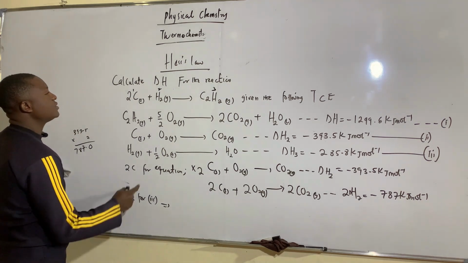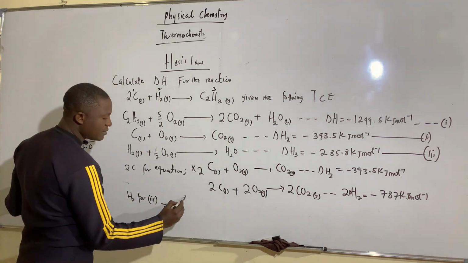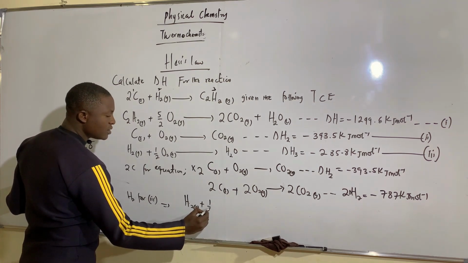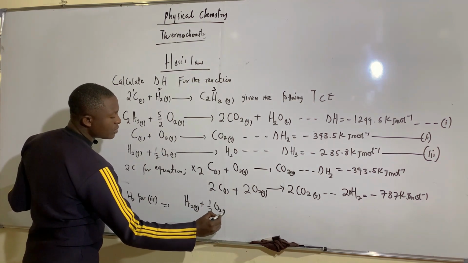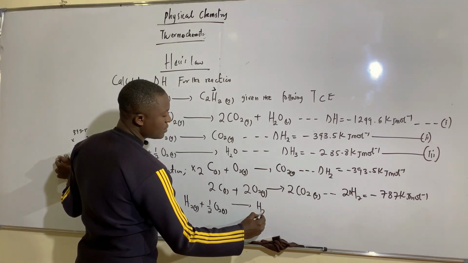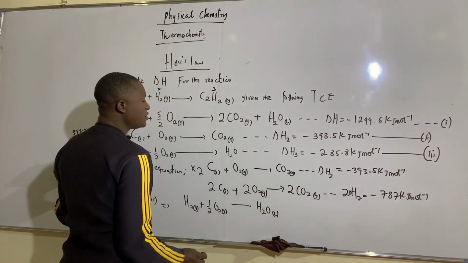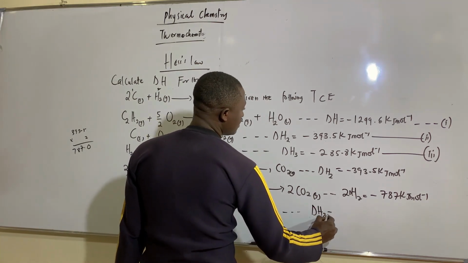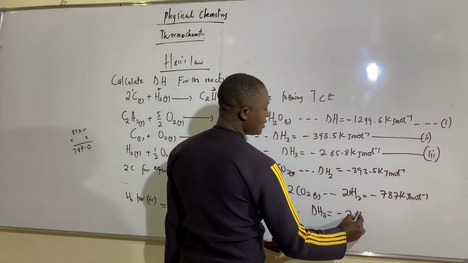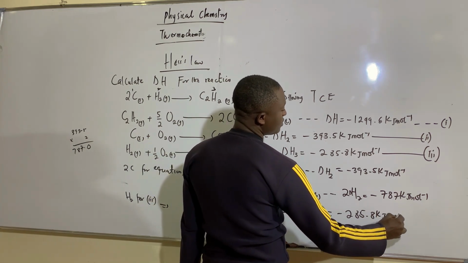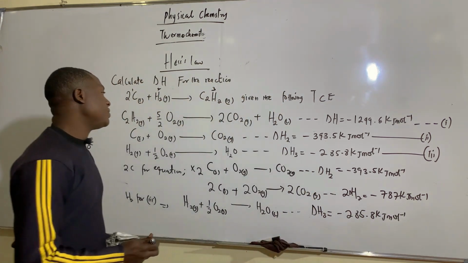So let's bring it out. For equation 3, we have hydrogen gas plus half oxygen gas gives H2O, which is liquid. So this is minus 285.8 kilojoule per mole. So there's one thing I need to mention.